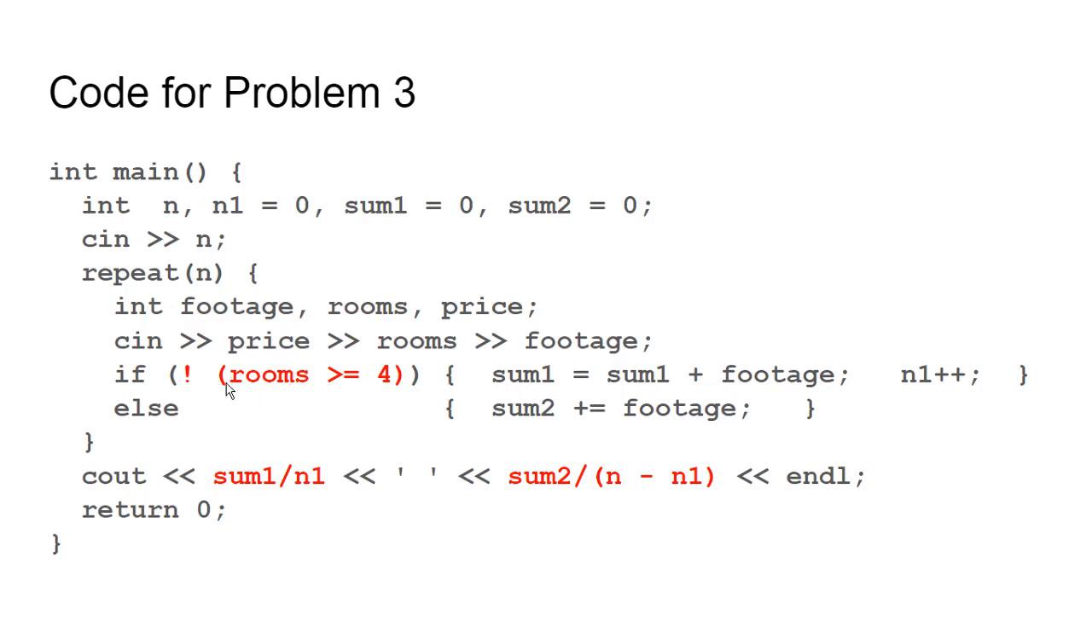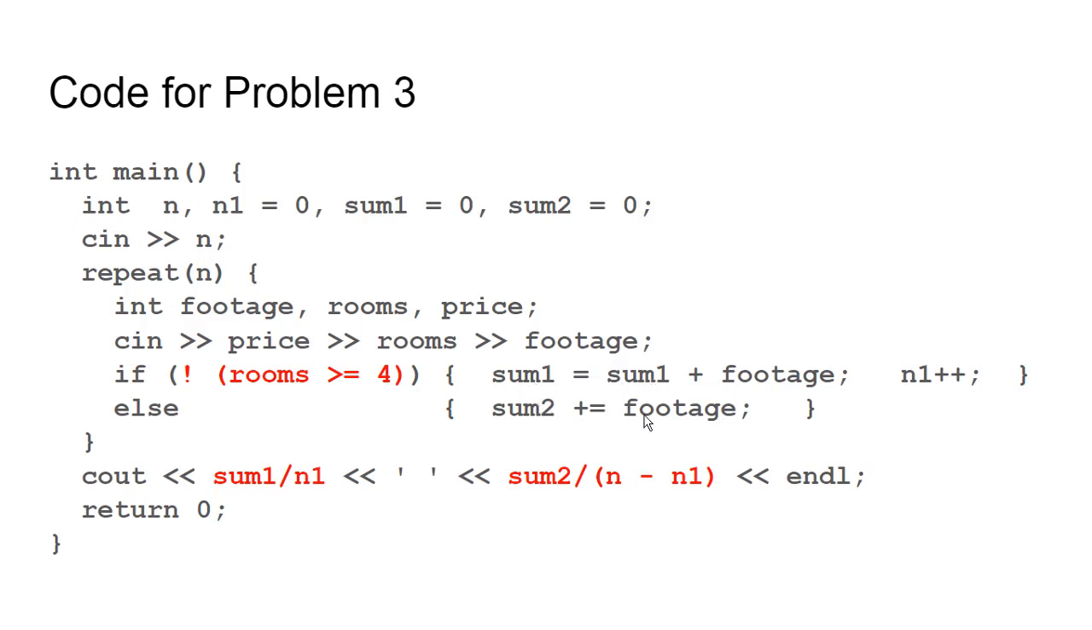Here we should specify the condition that the number of rooms is less than or equal to 3. I just try to show that you can express the same condition in many different ways, and illustrate this with not. That condition can be equivalently specified by saying it is not the case that the number of rooms is greater than or equal to 4. Of course, I wouldn't use this when I'm actually writing this program, because I'm trying to express something simple in a more convoluted way. This is just for illustration purposes. So we compute sum by just adding that footage to sum1.